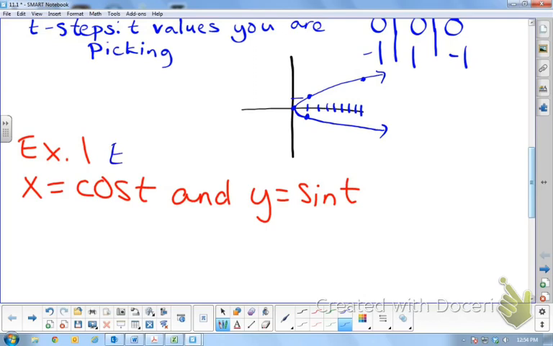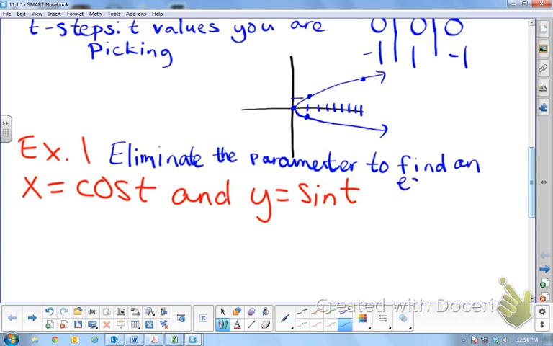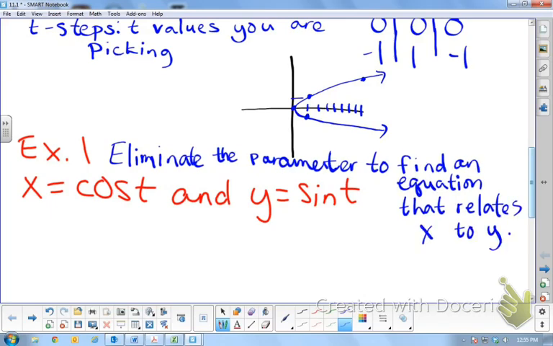So the instructions will say eliminate, I can spell, eliminate the parameter to find an equation. The parameter being the t's.